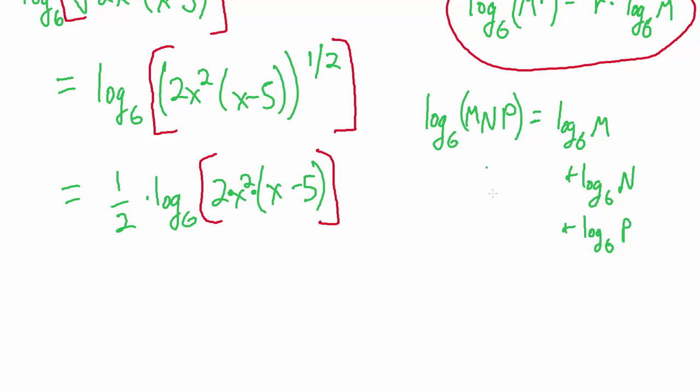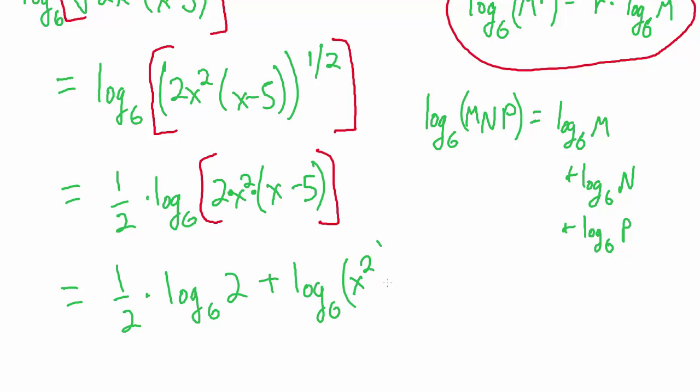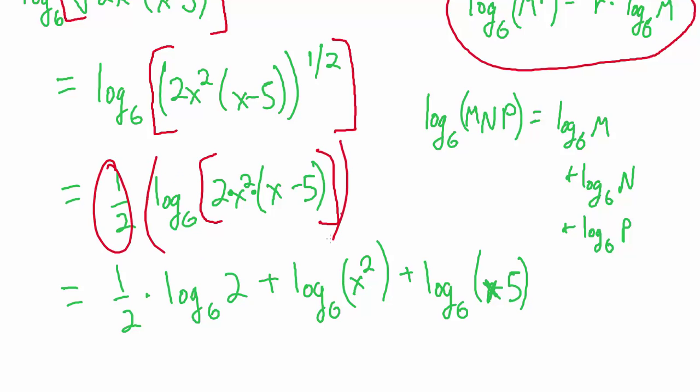Okay, so if we continue with this, we're going to get 1/2 multiplied by the base 6 log of 2 plus the base 6 log of x squared plus the base 6 log of x minus 5. Okay, now a couple things to point out here. One, what I wrote down right here is actually not correct, because we have to be very careful. This 1/2 is being multiplied by this entire thing here. So what I actually want to do is put square brackets around this whole thing right here.